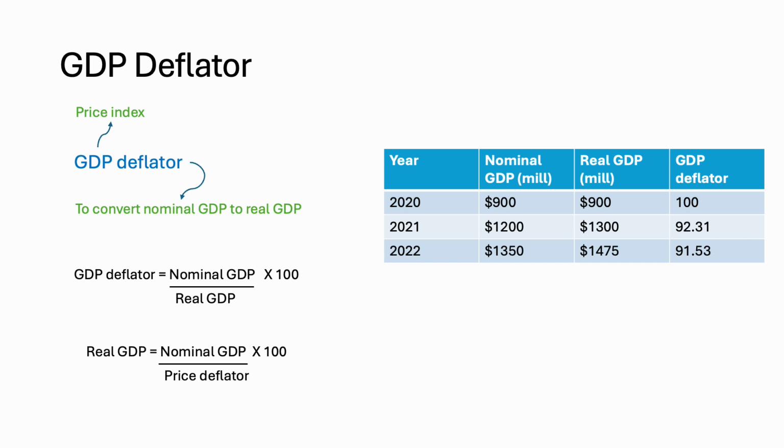As you can see in the chart on the right, the year 2020 has a nominal GDP of $900 million. The real GDP is $900 million. The deflator is 100. This is our base year. Our base year is the year that we are comparing all our other years to. For 2021 and 2022, the nominal GDP was given. We calculated the real GDP, and you can see what the deflator is. You can also, if you're given any two of the numbers, calculate the third.